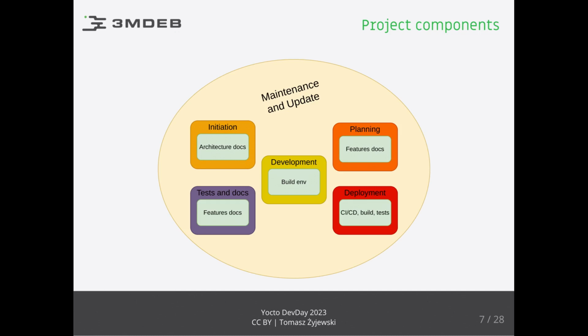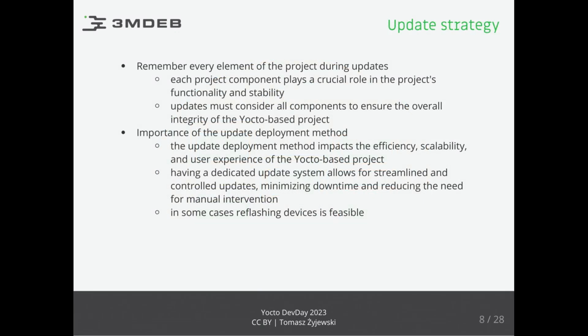So now let's move to the update strategy. So yeah, during the update we need to remember that every part of our project needs to be updated. So it is not like we just focused on changing the Yocto release, finishing the build and thinking that the whole work is done, because it is not. We need to also look at the testing, at the documentation and other components.